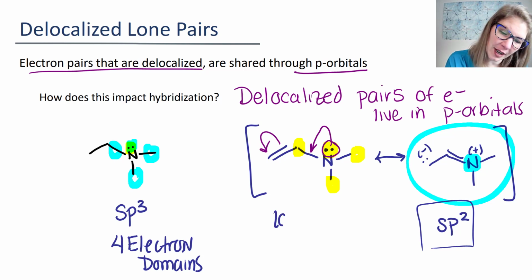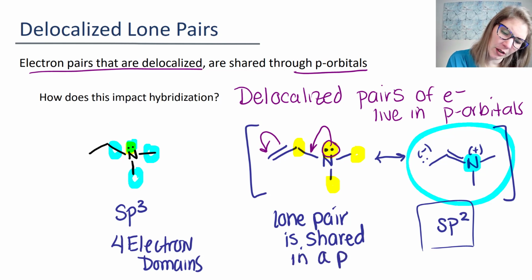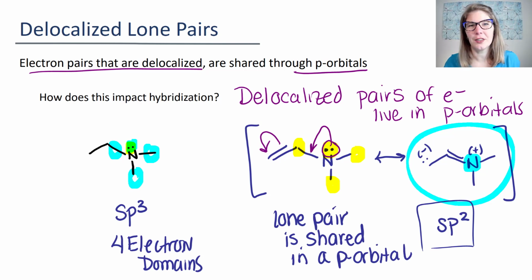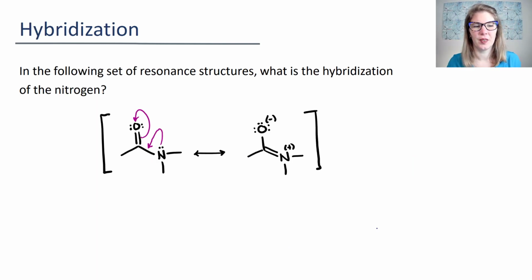So here the lone pair is shared in a p orbital. Let's look at another example. Here I drew you a set of resonance structures, and I want you to look at the nitrogen and figure out what the hybridization of the nitrogen is. You can go ahead and pause me and think about it for a minute, and then we're going to come back and look at it together.